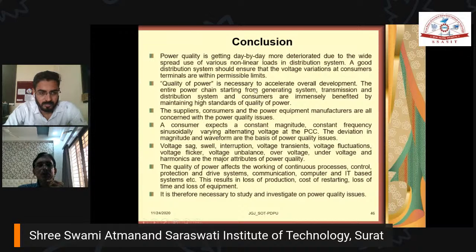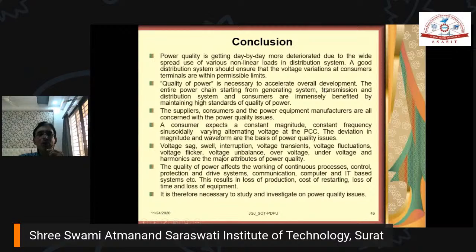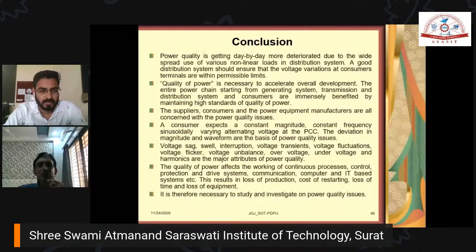And the quality of power is necessary to accelerate overall development. The entire power chain, starting from the generating system, transmission and distribution system, and also the consumers, who are also a part of the power system, are immensely benefited by maintaining high standards of power quality. The suppliers, consumers, and power equipment manufacturers are all concerned with power quality issues. Therefore, it is necessary to study and investigate the power quality issues that we already discussed.